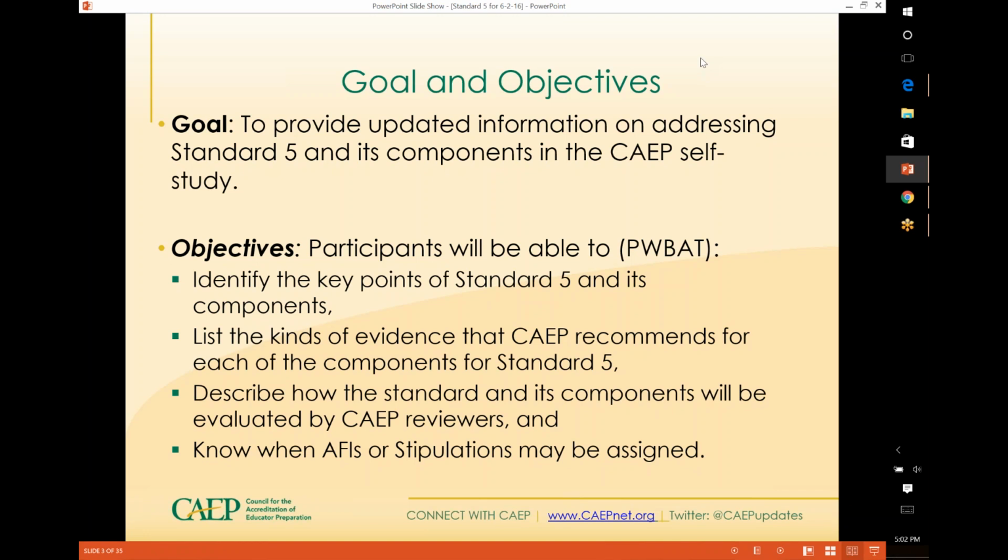Our objectives are that you'll be able to understand the key points of Standard 5 and its components, which applies to everyone. List the kinds of evidence that CAEP recommends for each of the components, which could apply to everyone. Describe how the standard and its components will be evaluated by CAEP reviewers, and know when areas for improvement or stipulations may be assigned. We'll be cycling back when I get through component 5.1 to talk about the difference between an AFI and a stipulation.